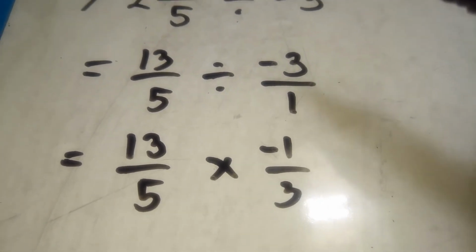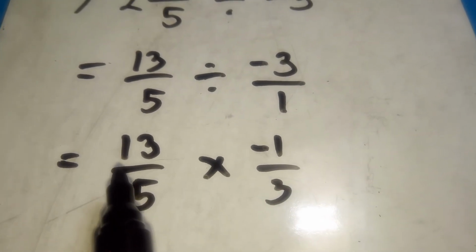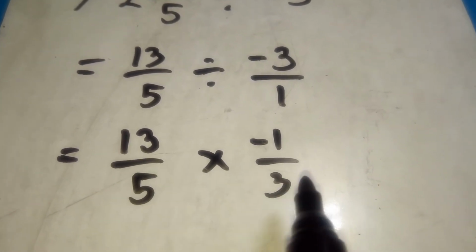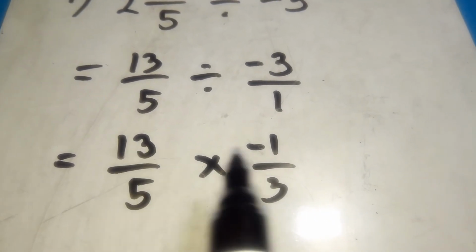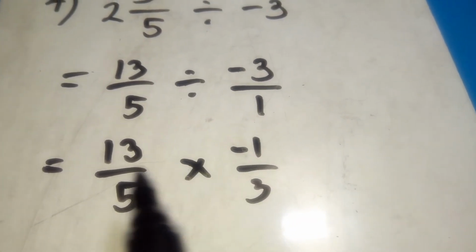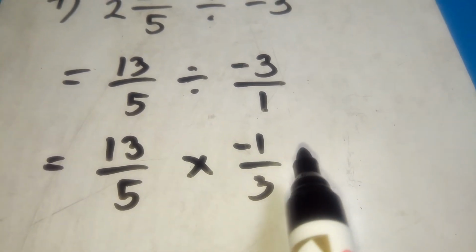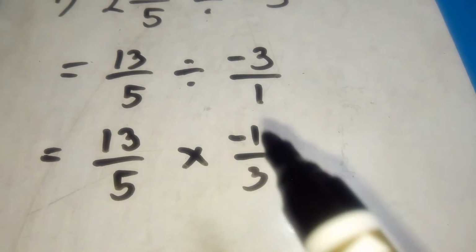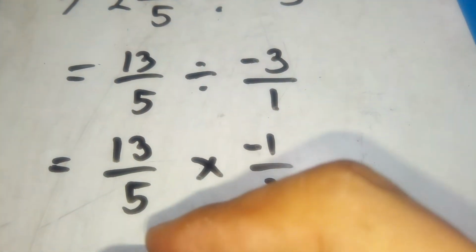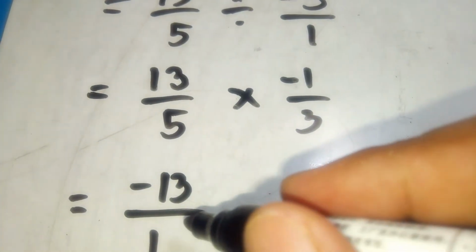Then analyze if there can be a possible application of cancellation. No, we cannot apply cancellation. So we can now multiply numerators and the denominators. 13 times negative 1, so that's negative 13 over 5 times 3, so it's 15.